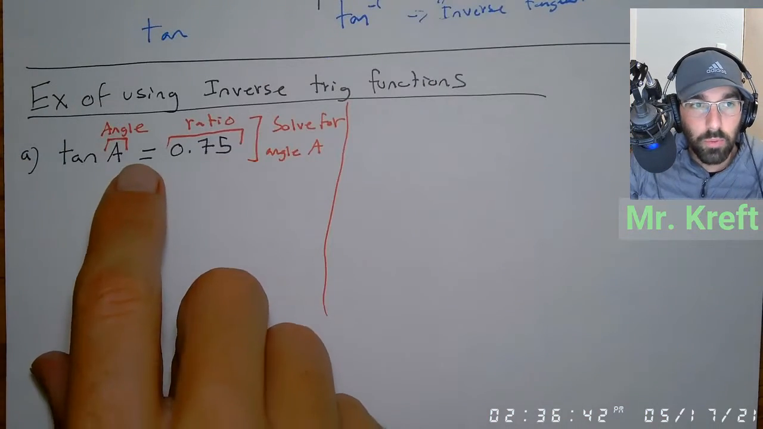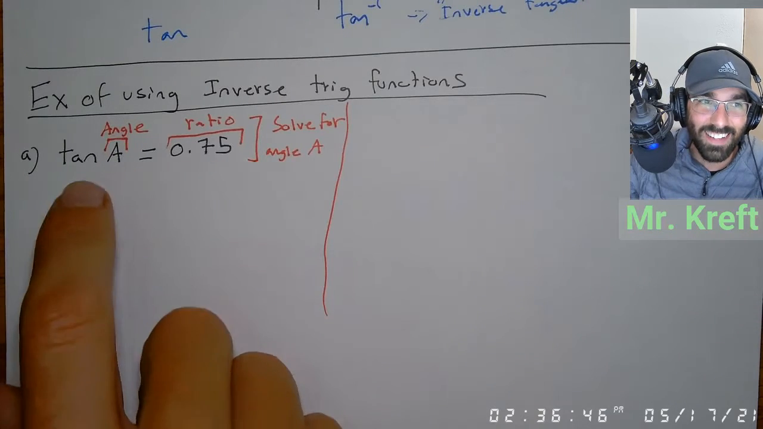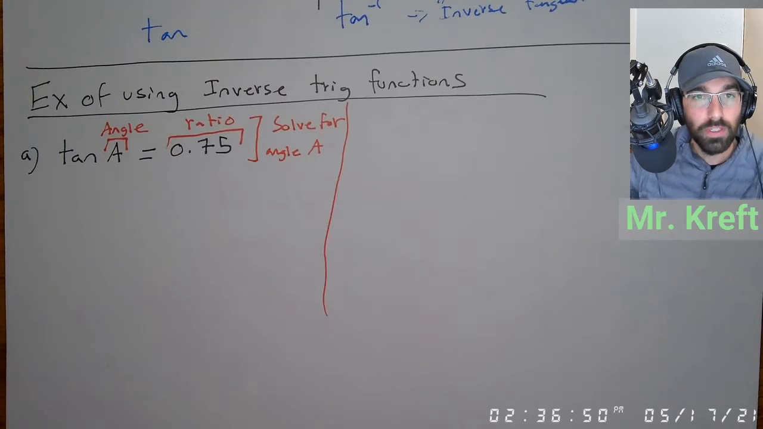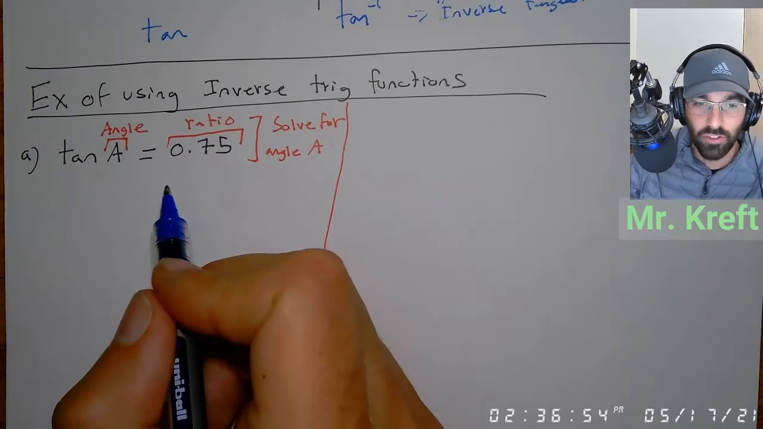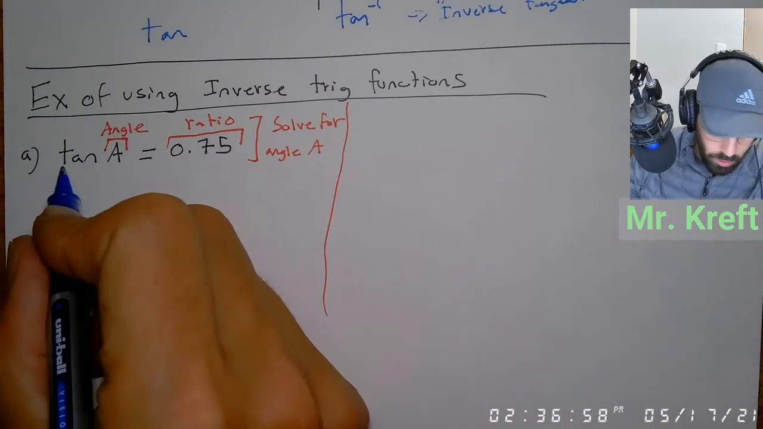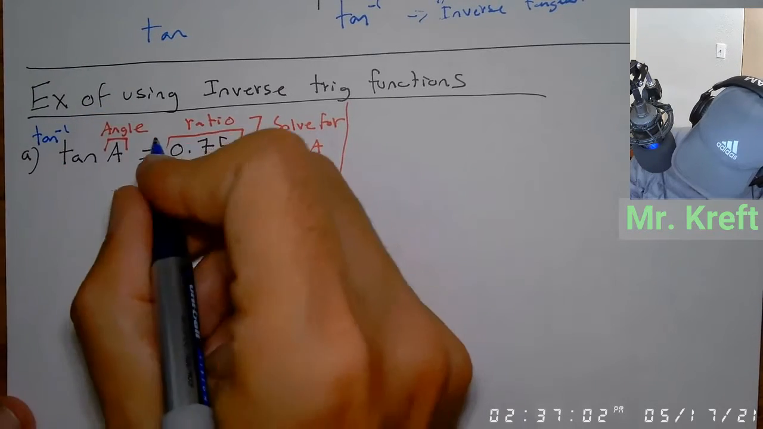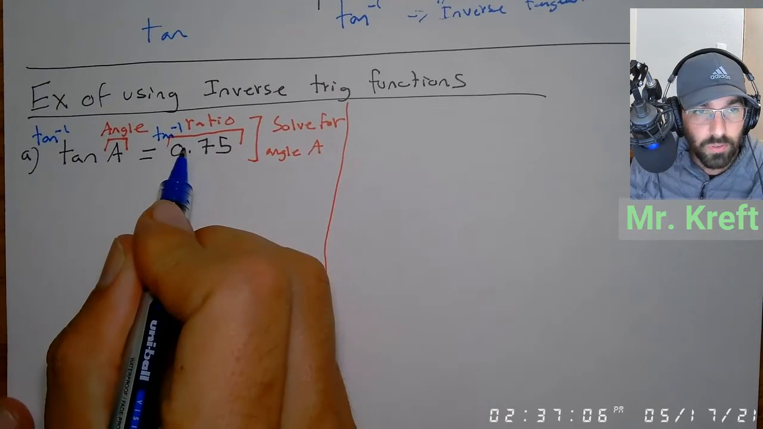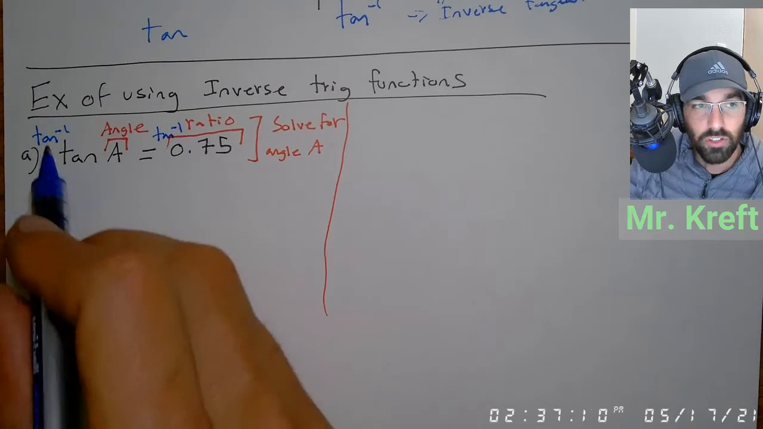So to do that, we want to get angle A by itself. But the problem is it's inside a shoe. The only way to get rid of the shoe is to do the inverse. We cannot just divide both sides by tangent. It wouldn't even make sense because you wouldn't have an input anymore. So we're going to do tangent inverse of both sides, right? We have to do the same thing to both sides. So I always put it to the left because it's a function.